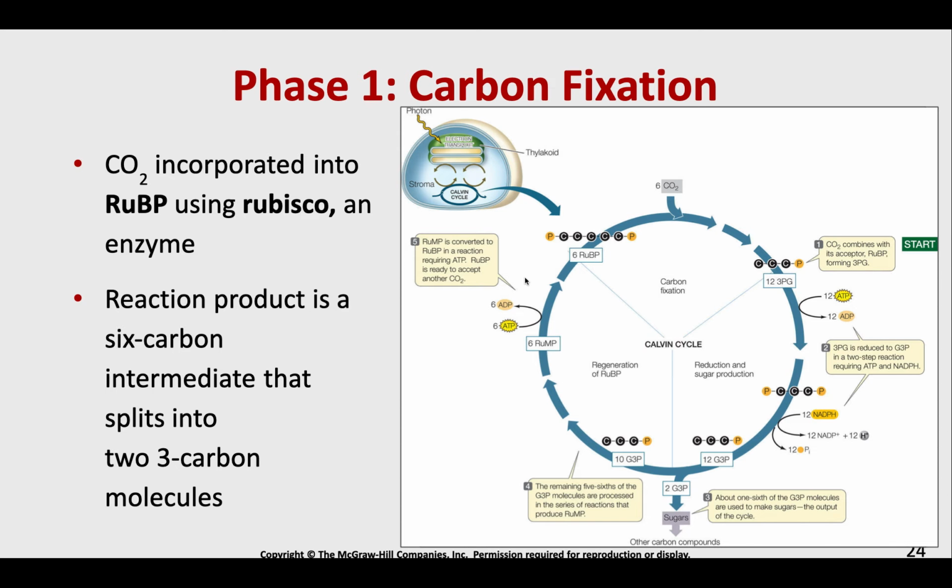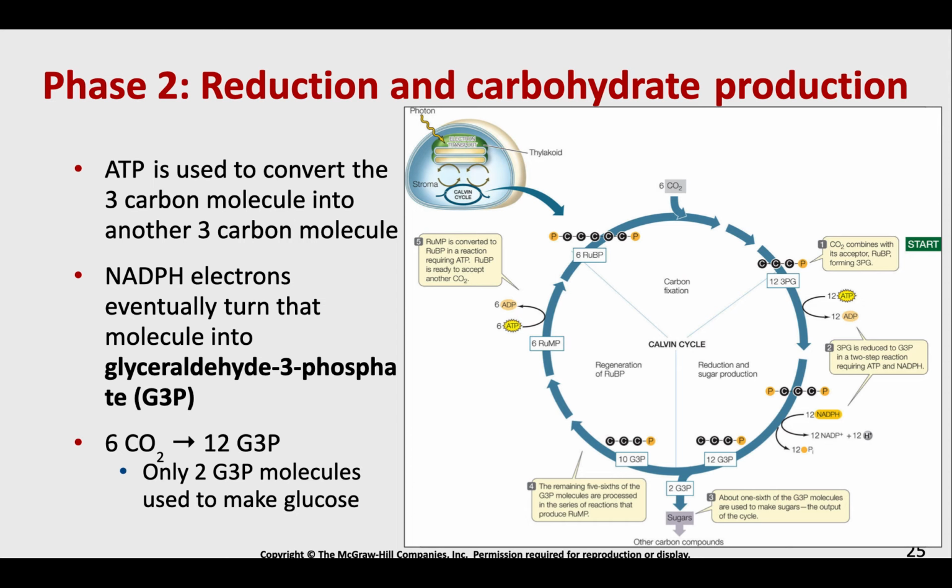So essentially we have created a product that is a 6-carbon intermediate. Once we've combined it here, we have 6 carbons in our molecule, and it's going to be split in two to create 2 different 3-carbon intermediate molecules. Those 3-carbon intermediate molecules are going to go on to our next step, phase 2, and this is where we start seeing the input of energy.